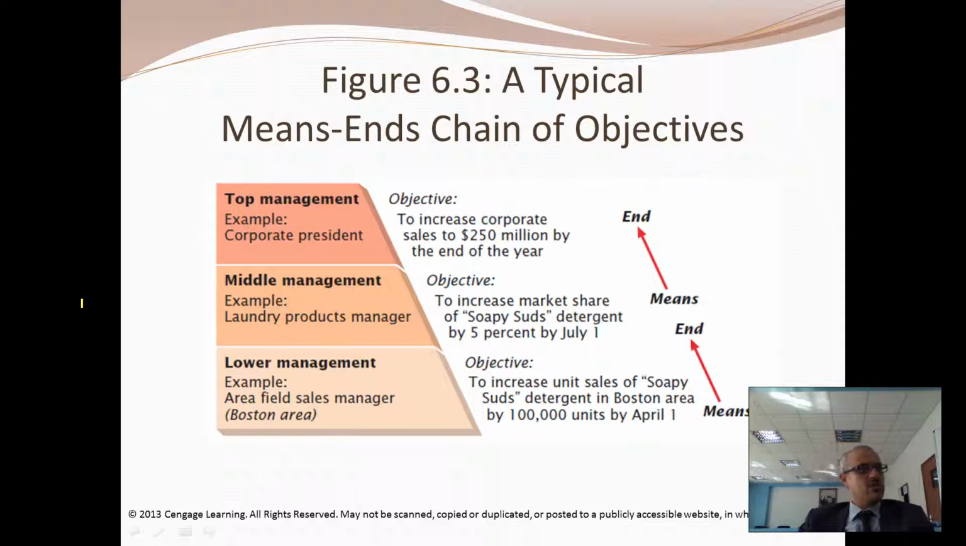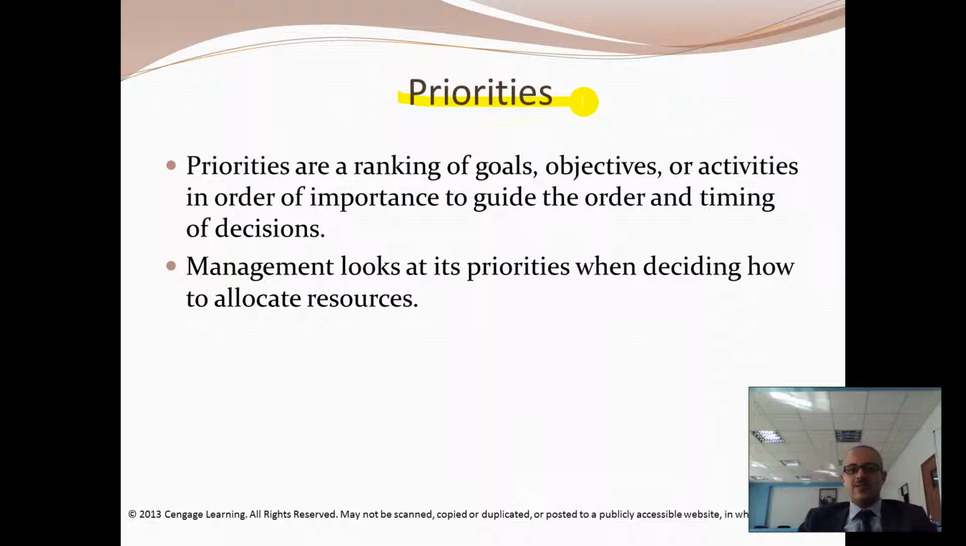Are you okay with those three levels? Okay. Here we're talking about priorities. We said priorities are the ranking of goals, objectives, and achievements in order of importance. So what's more important and what's less important?